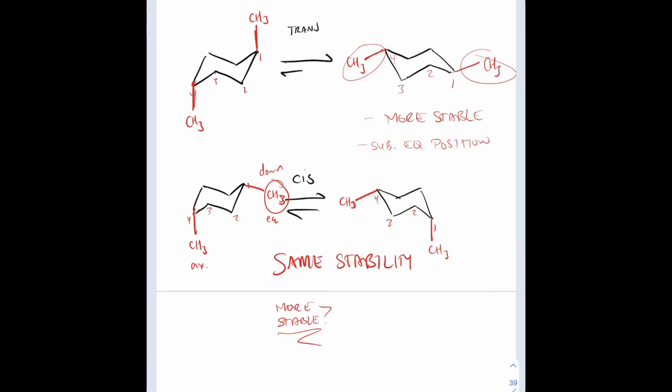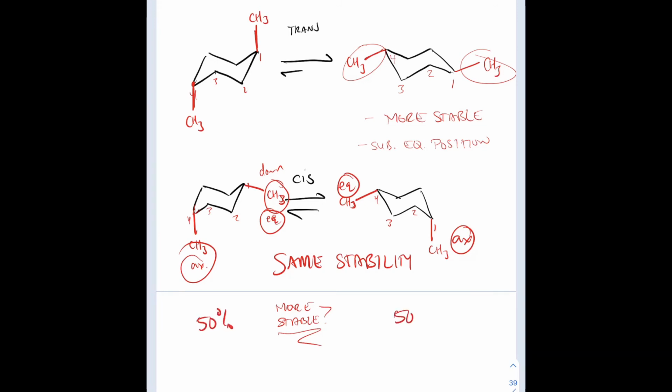Hold up, Jazz. What are you talking about? Are you sure? Well, yes, because as we stated over here, we have one in the equatorial position and one in the axial position. This is in the equatorial position, and this is in the axial position. Remember, the axial position creates that 1,3 diaxial strain, and both of the structures have a methyl group in that position, no matter which chair conformation you choose, and so therefore they both have the same energies, because the other one is in the equatorial position.